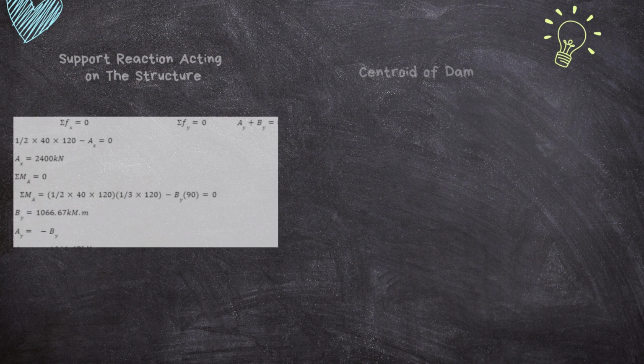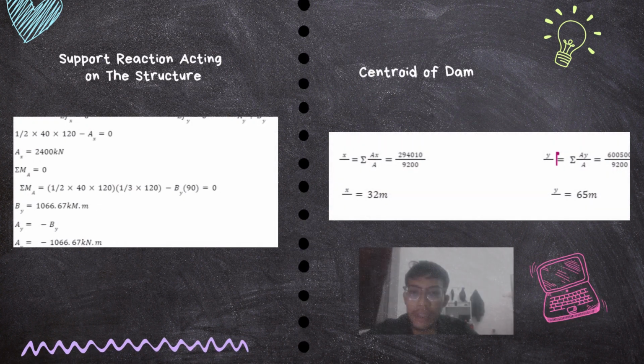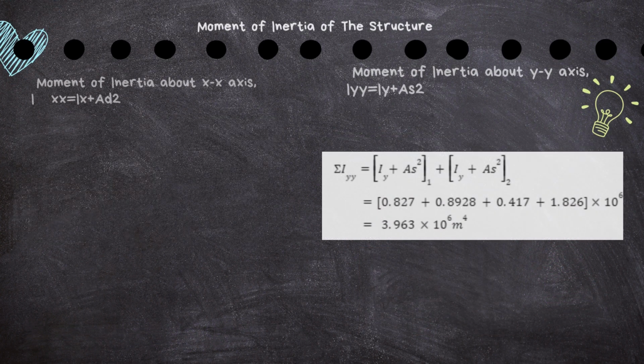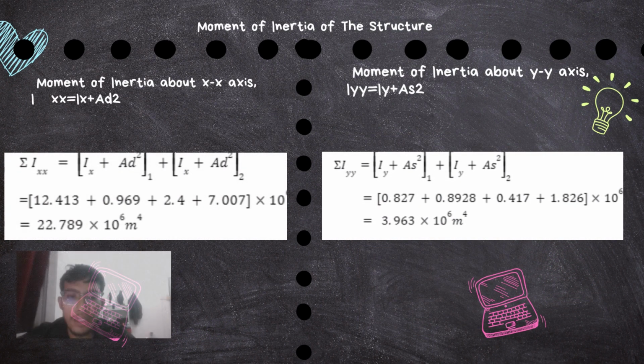In the estimation of loading, it has 20 kilonewton per meter. The next part is support reaction acting on the structure. Ay is equal to negative By, so we get Ay is negative 1.00.67 kilonewton meter. The next one is the centroid of the dam. I have calculated the area, Ax and Ay, so I sum it and divide the sum of Ax by the sum of area, and this is the same with Ay. So I get X is 32 meter and Y is 65 meter.